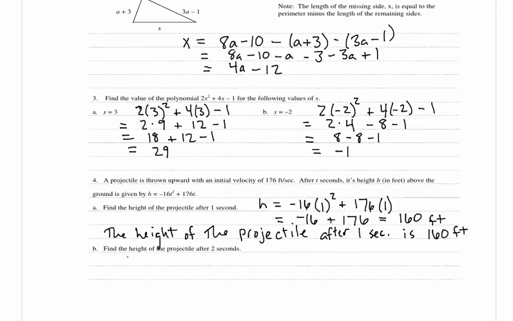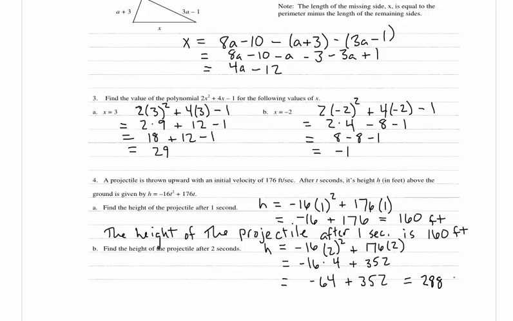In B, it wants us to find the height of the projectile after 2 seconds. So now we're going to plug 2 in for t. So we have negative 16 times 2 squared plus 176 times 2, and this is equal to negative 16 times 2 squared, which is 4, plus 176 times 2, which is equal to 352. And this is equal to negative 16 times 4 is negative 64, and then we have plus 352, and negative 64 plus 352 is equal to 288 feet.